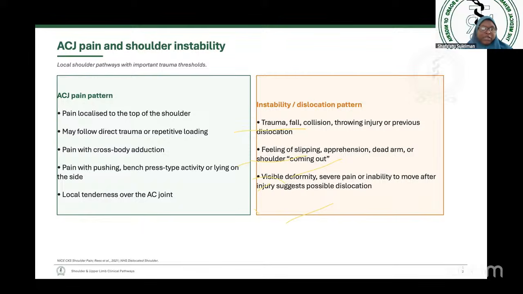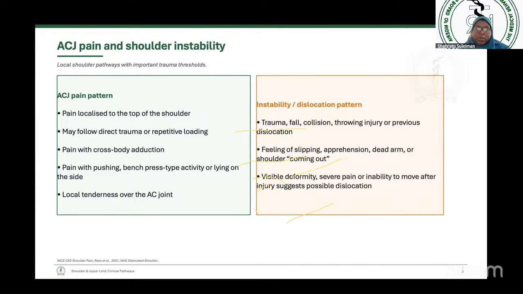Pain is usually localized to the top of the shoulder. It may follow a direct trauma or repeated loading. Pain with cross-body adduction, like in this case the scarf test, will be positive. Pain with pushing, bench press activity, or lying on the side can also elicit the pain, and local tenderness over the acromioclavicular joint.